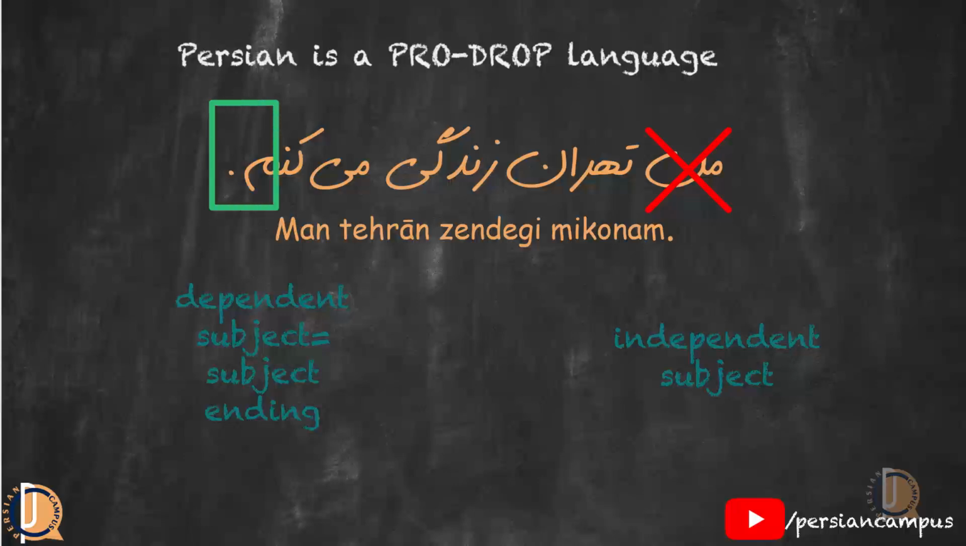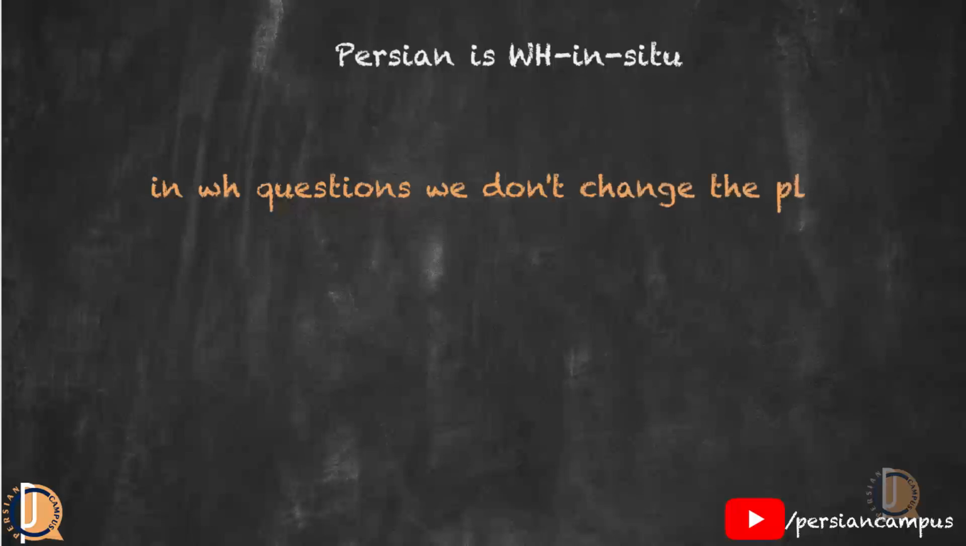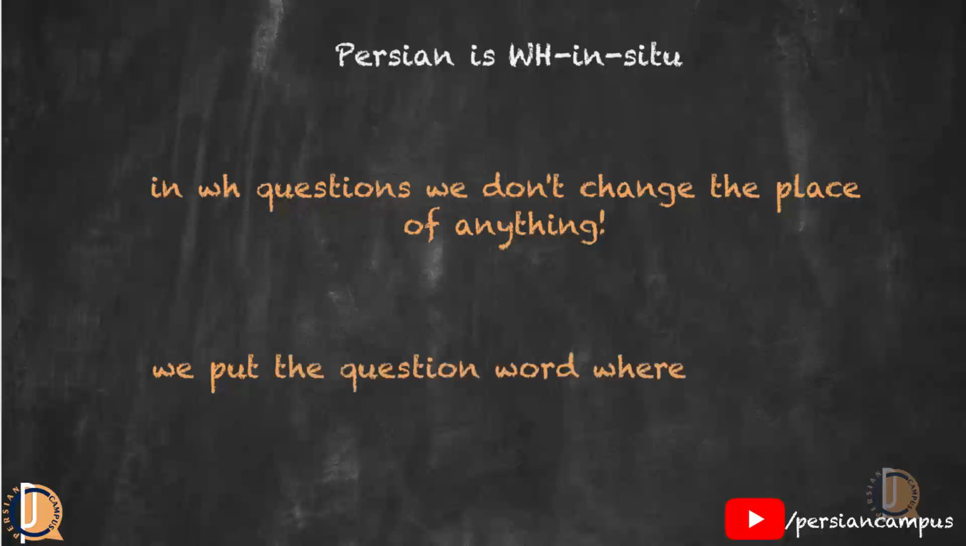Persian has also another feature which makes learning it even easier. That is, Persian is WH in situ. That is, when we make a question, we don't need to change the place of the verb or use auxiliary verbs. We simply put the question word wherever we expect to have the answer. But an important note, if you see the verb at the beginning position, it doesn't mean that it has an exception. The subject is dropped and it is hidden.